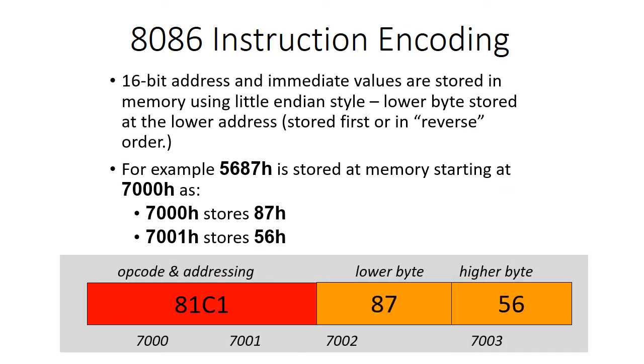If 16-bit address values or 16-bit displacement values are part of an instruction, the opcode is stored first, followed by the addressing mode byte, then the address or displacement value in a little endian style, and the immediate data value in a little endian style.